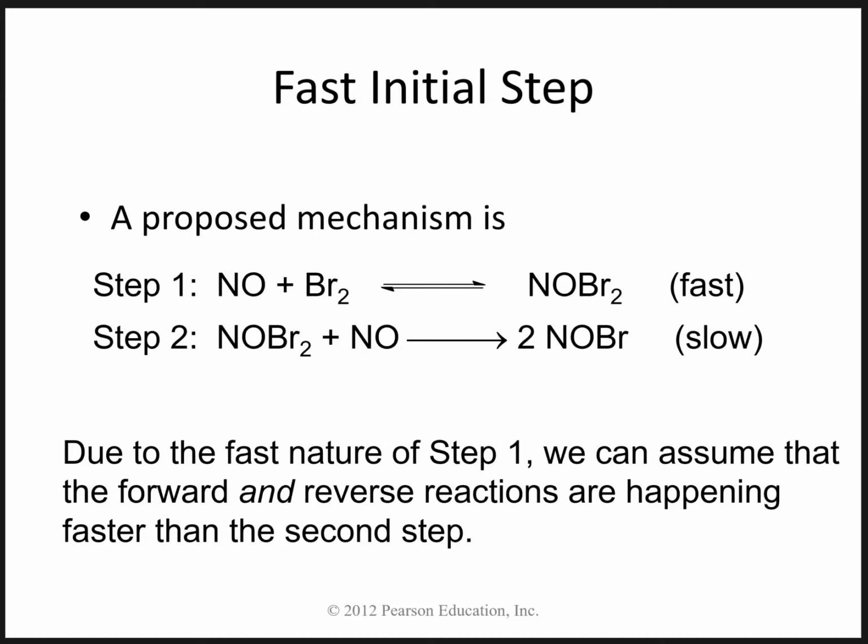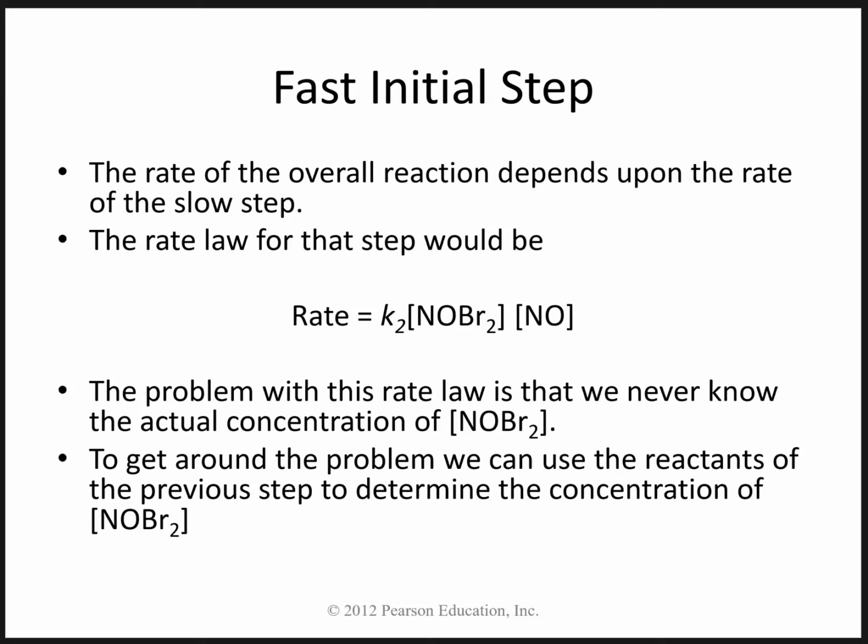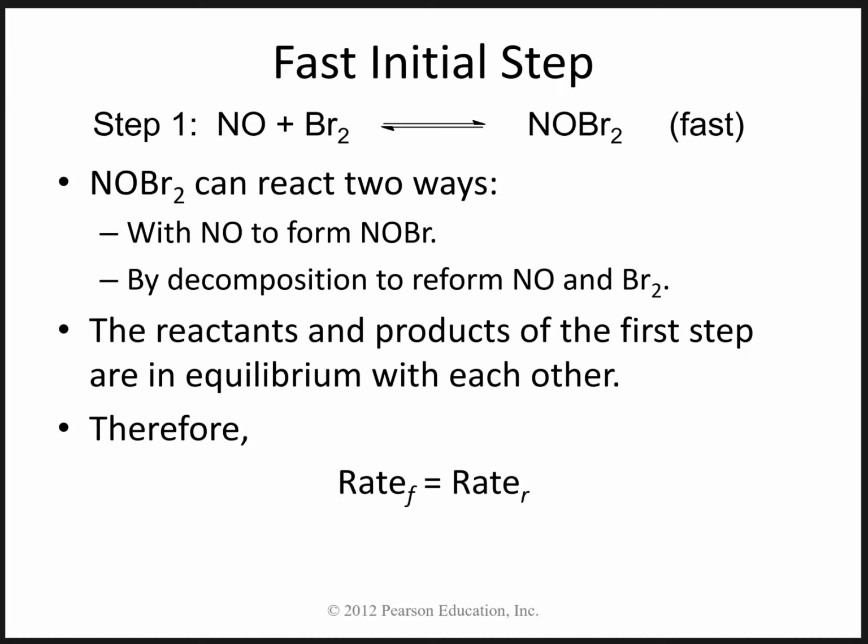This creates a problem for us because we don't know what the NOBr2 concentration is, and it is not something that we could easily measure, as it's constantly being created and destroyed during the course of this reaction. So using intermediate molecules in a rate law is somewhat problematic. But we can get around this because we know from the first step that nitrogen monoxide and bromine come together to form this molecule, and they do so relatively fast.